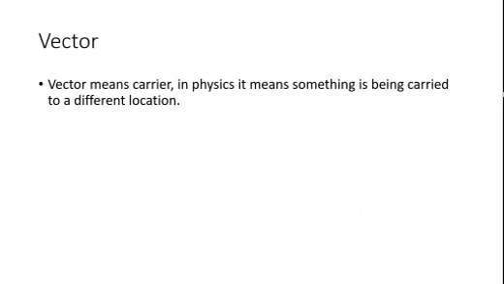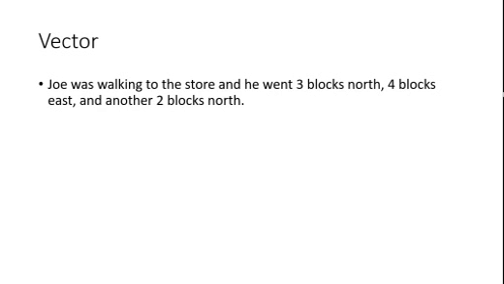So vectors basically carry some sort of location. It's going to tell you more than just a number. It's going to tell you a location of something. This would be an example of where we would have vectors. Joe is walking to the store. He goes 3 blocks north, 4 blocks east, and then another 2 blocks north. So what we have is vectors being formed. We're telling a distance and a direction.